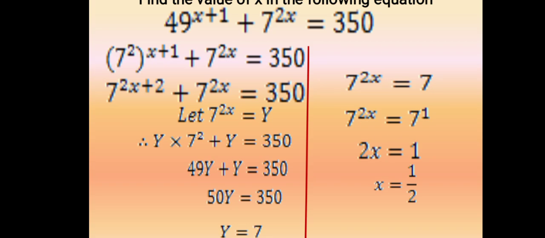Now you can see that 7 raised to the power of 2x plus 2 is the same as having 7 raised to the power of 2x multiplied by 7 raised to the power of 2, or 7 squared. Now here it means that we have y multiplied by 7 squared, and then the other 7 raised to the power of 2x is plus y is equal to 350.